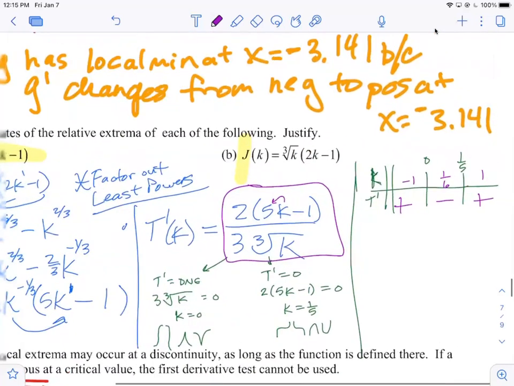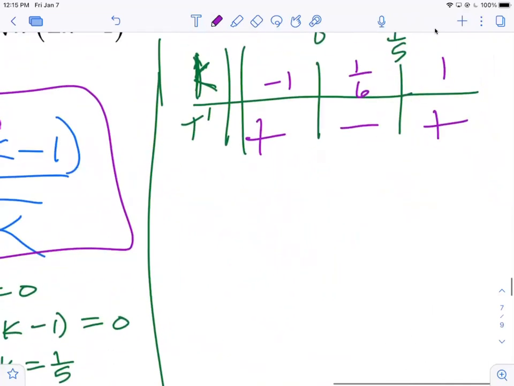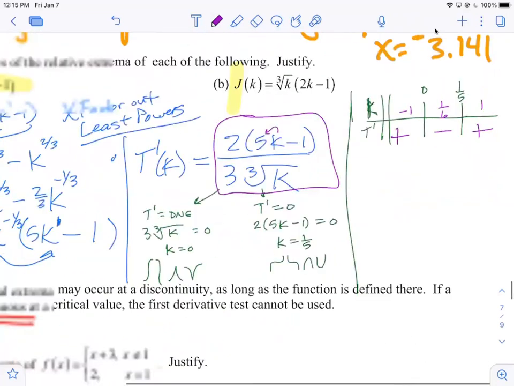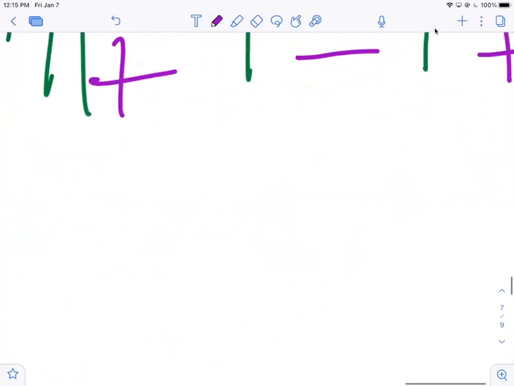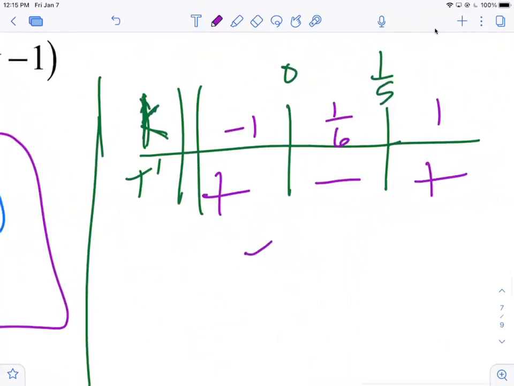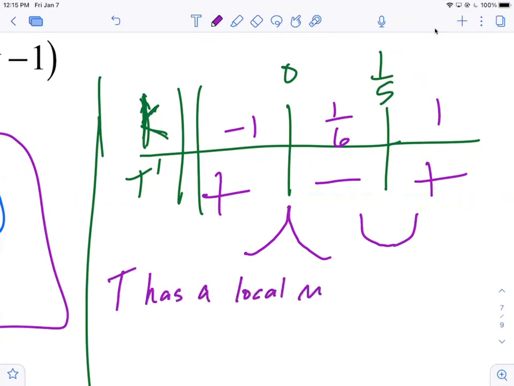So I'm going to forego listing the intervals of increasing, decreasing. Remember that 0 was the vertical tangent. So increasing to a vertical tangent, decreasing, and then this is going to be a horizontal tangent. So it looks something like that. So t has a local max.